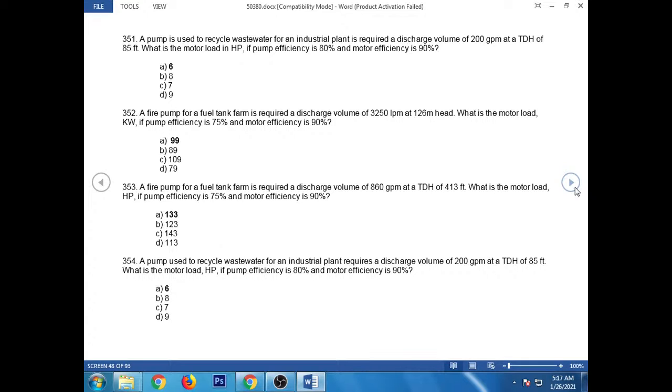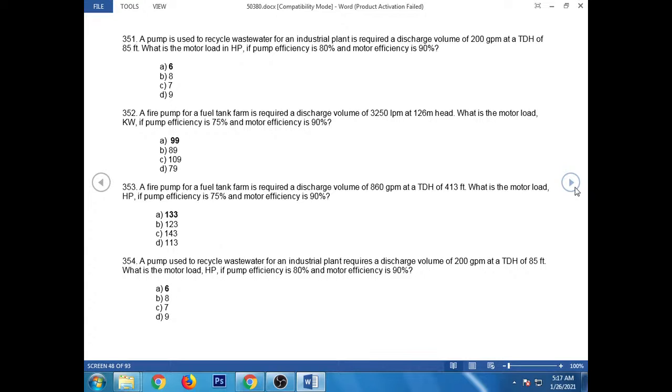A fire pump for a fuel tank is required a discharge volume of 3,250 LPM at 126 meters head. What is the motor load in kilowatts if pump efficiency is 75% and motor efficiency is 90%? Answer: 99. A fire pump for a fuel tank farm is required a discharge volume of 860 GPM at a TDH of 413 feet. What is the motor load in HP if pump efficiency is 75% and motor efficiency is 90%?